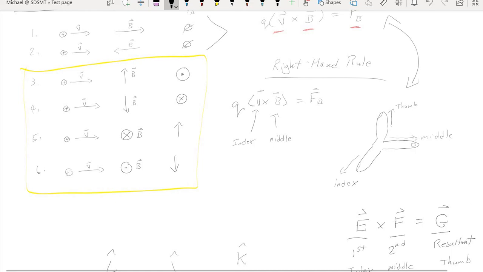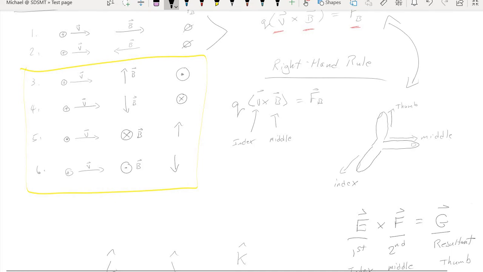And so as we keep our index finger pointing to the right, and you should be doing this as we're watching the video, so point your index finger to the right, we now have to rotate our wrist in order to point our middle finger in the appropriate direction of where the magnetic field needs to point. All the while, we need to keep our index finger and our thumb at 90 degrees with respect to each other, because that's how each of these combinations has been drawn out.